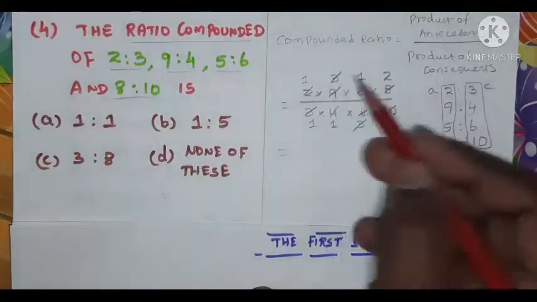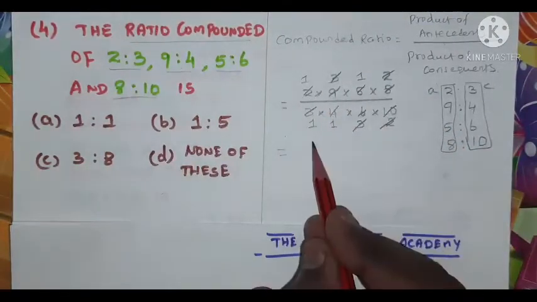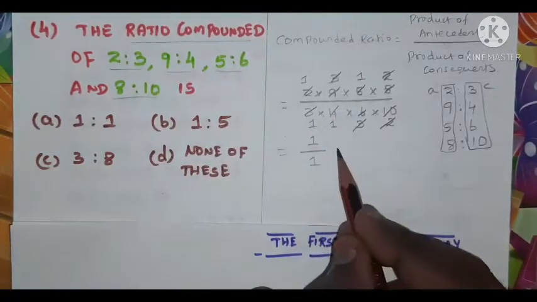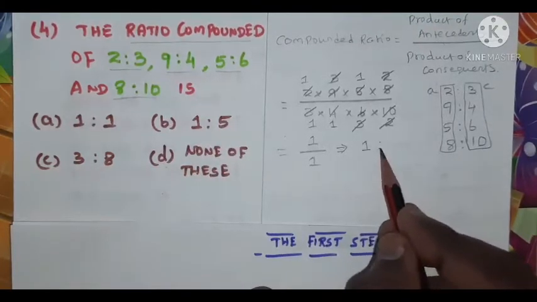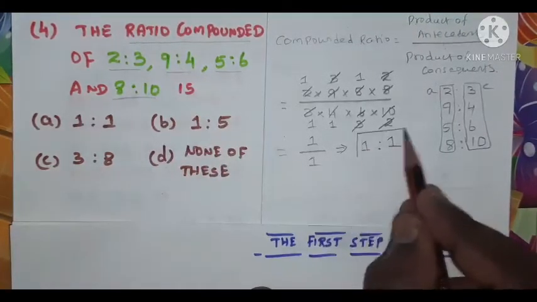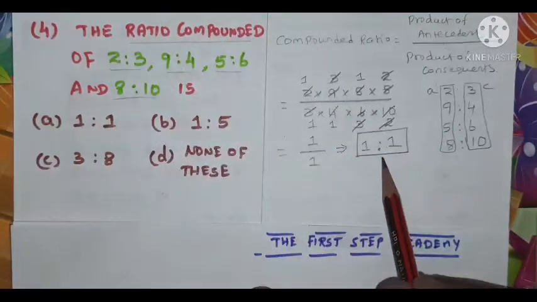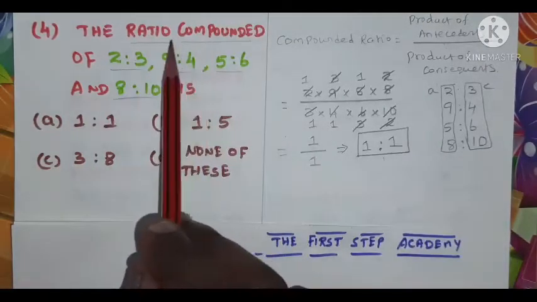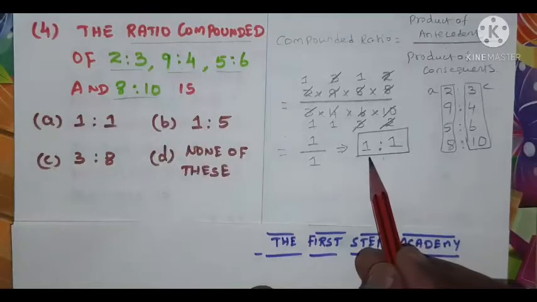Now 3 and 3 will cancel, 2 and 2 will cancel. So in the numerator we have only 1, divided by 1 into 1, which is 1. So this we can write in the form 1:1, right? This is the compounded ratio that we calculated. They asked us to calculate the compounded ratio of 4 different ratios, and we found the value is 1:1.